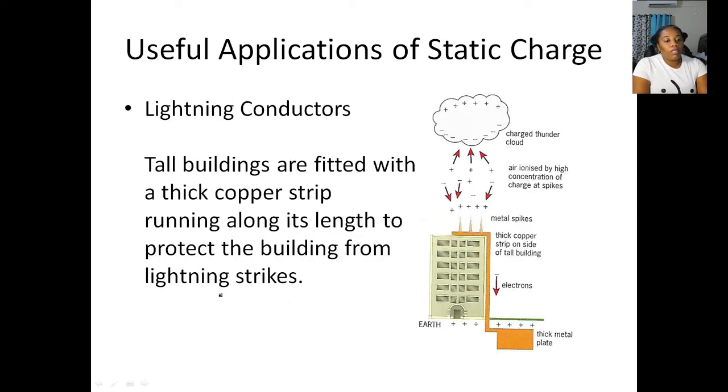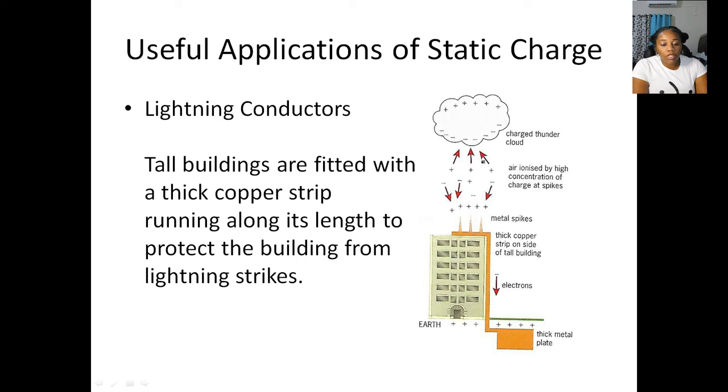Now, useful applications of static charge. Lightning conductors. Tall buildings are often fitted with a thick copper strip running along their length to protect the building from lightning strikes. So here we have a cloud experiencing a bout of separation of charge. And so the thundercloud is charged, right? And so the air is ionized, with a high concentration of charge at spikes, and we have some positive charge being attracted to the spikes.